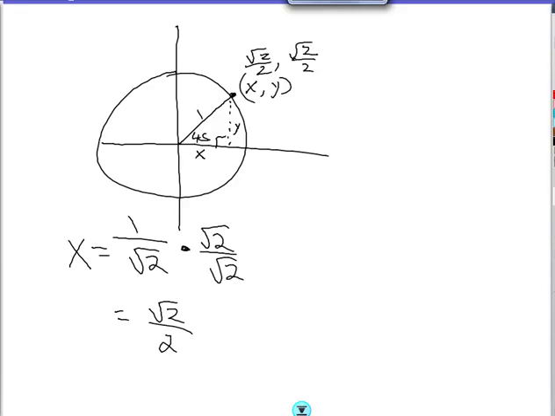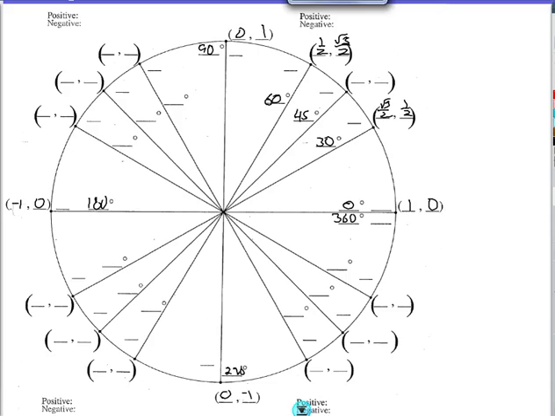Does that make sense? Yeah. So, back to my drawing, a 45-degree angle has coordinates of square root of 2 over 2, square root of 2 over 2. That makes sense.